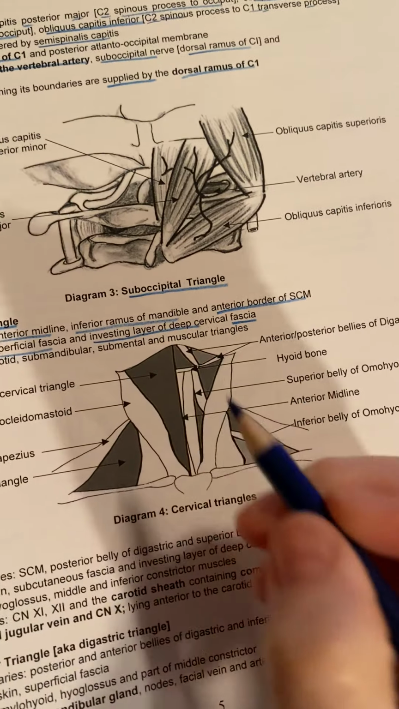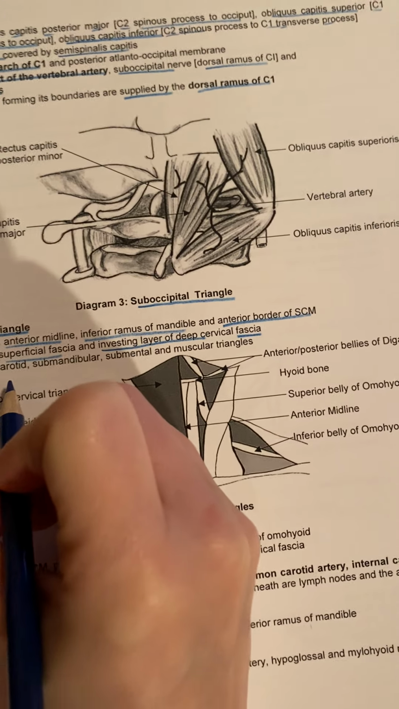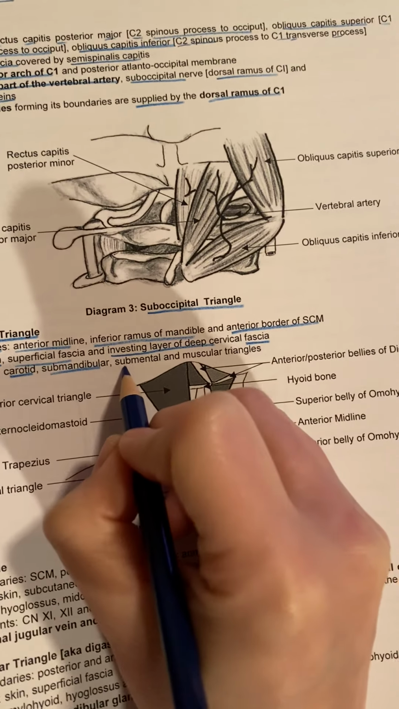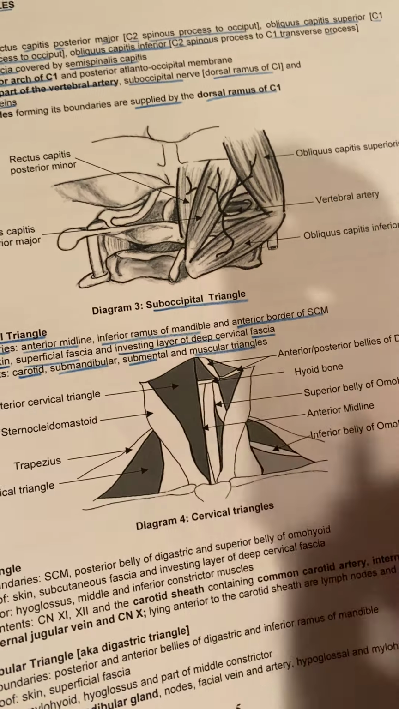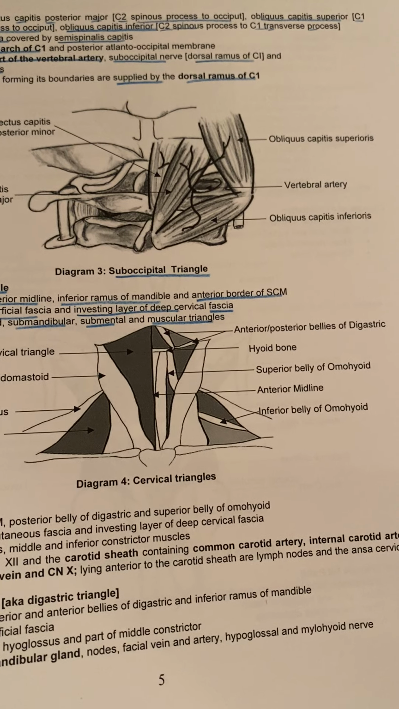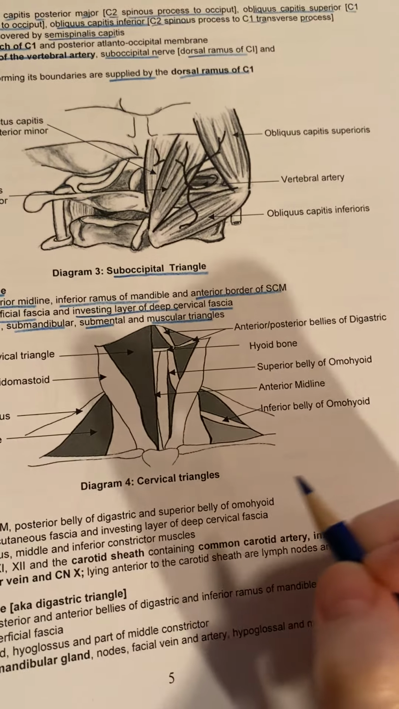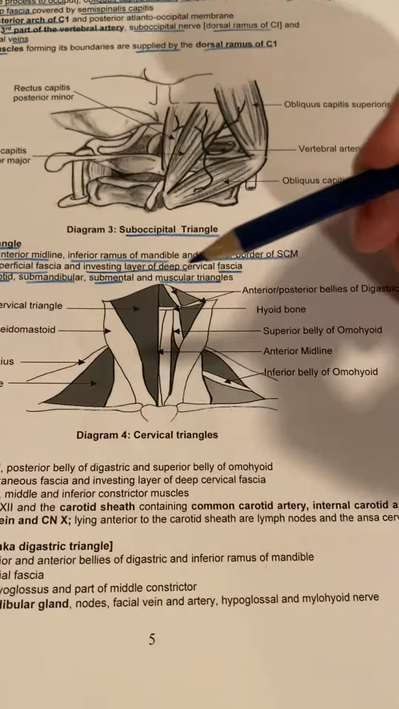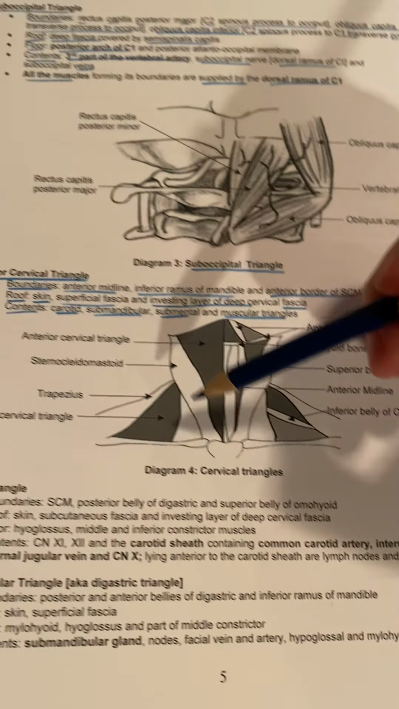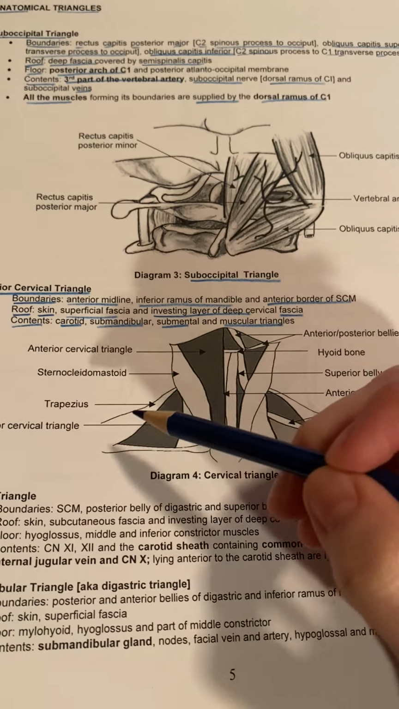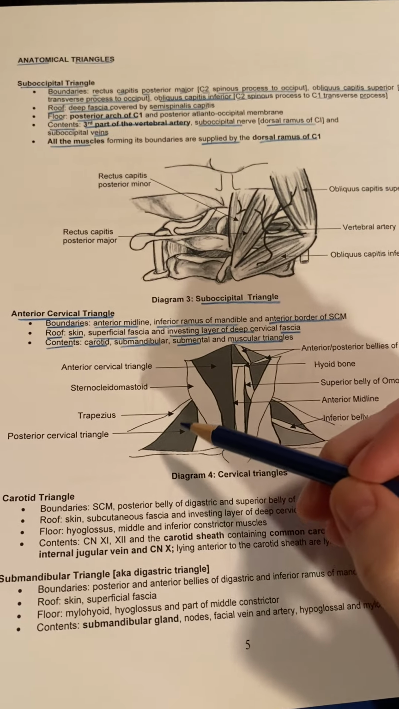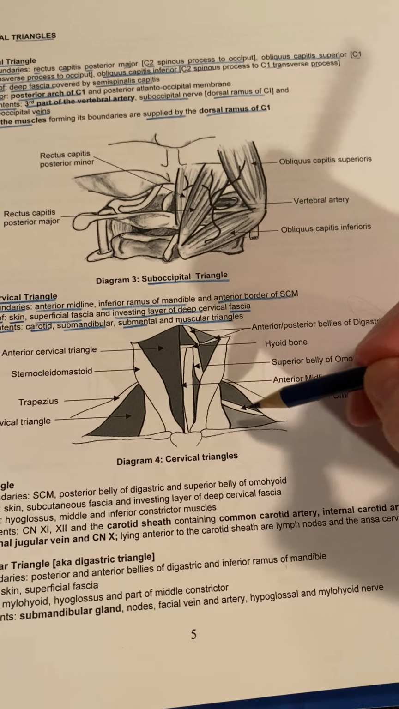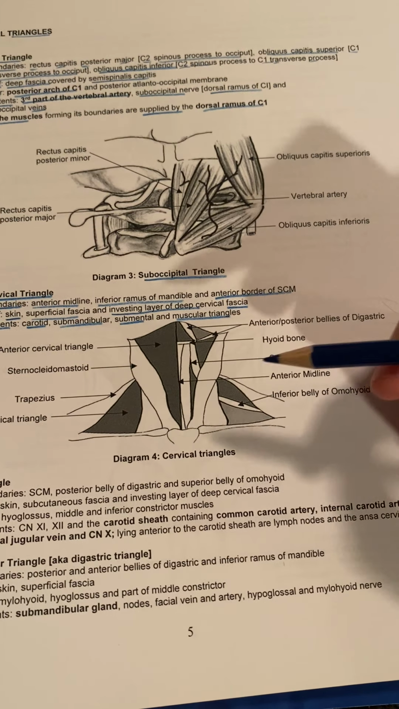The contents of the anterior cervical triangle are the carotid, submandibular, submental, and muscular triangles. So let's look at those other triangles. All right. Here is the SCM. That's the edge of the trapezius. That's the posterior cervical triangle. This is the inferior belly of the omohyoid.